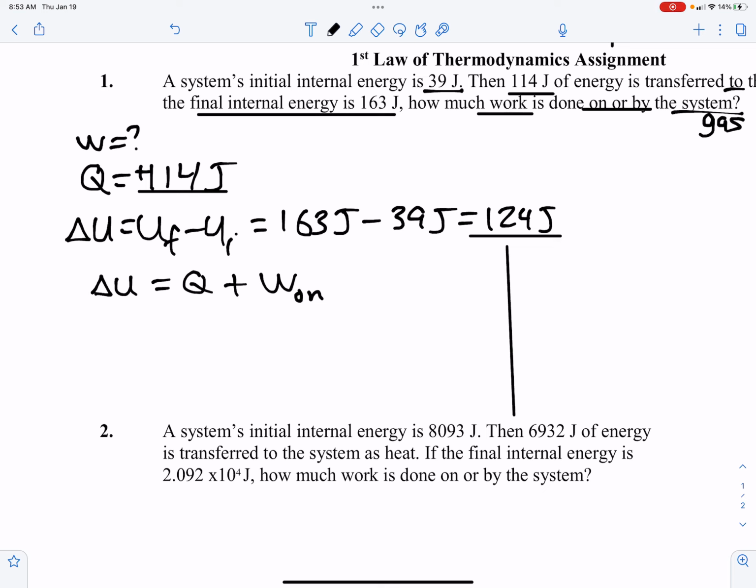So that's why essentially we're answering two different possibilities. If it was compressed, here's how much work was done. If it was expanded, here's how much work was done. So we're solving for work, and to do that, you need to subtract Q from both sides.